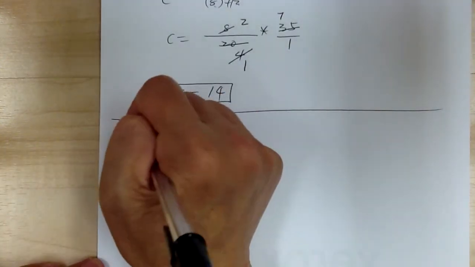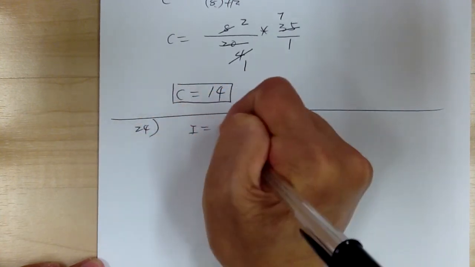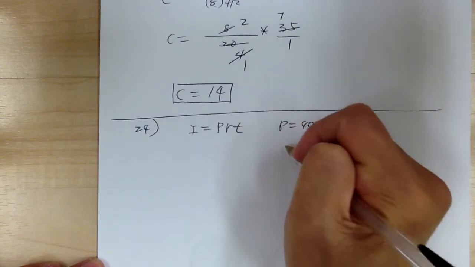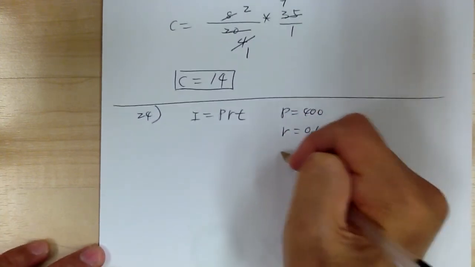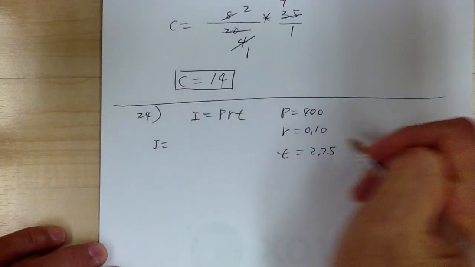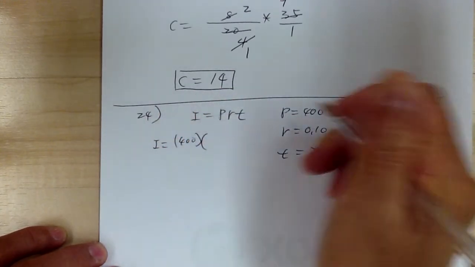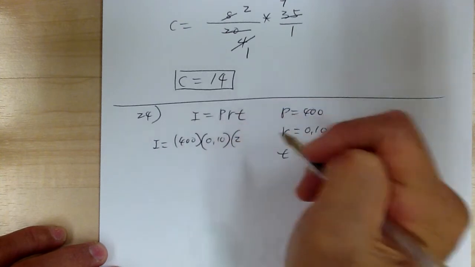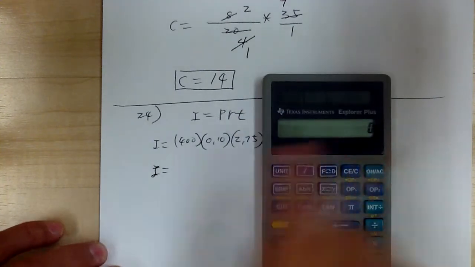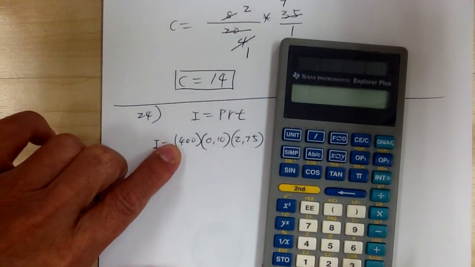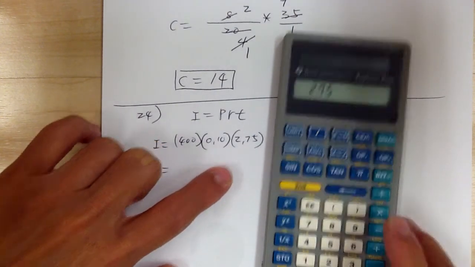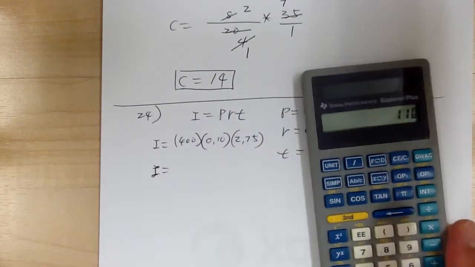Okay, let's go to number 24. You got I equal to PRT. It tells you that P equal to 400, R is equal to 0.10, and T equal to 2.75. So first you substitute. So I equal to P is 400, R is 0.10, T is 2.75. So I equal, now this one you use a calculator, and this one is all multiplication, so it's very straightforward. So 400 times 0.10 times 2.75, and you push equal. This will give you 110.